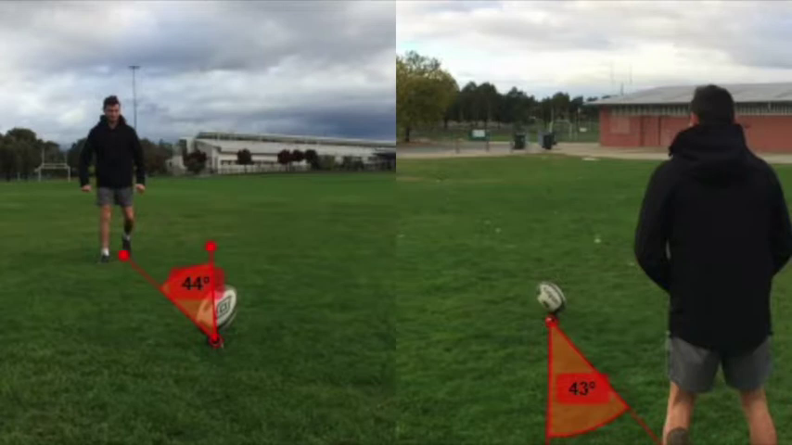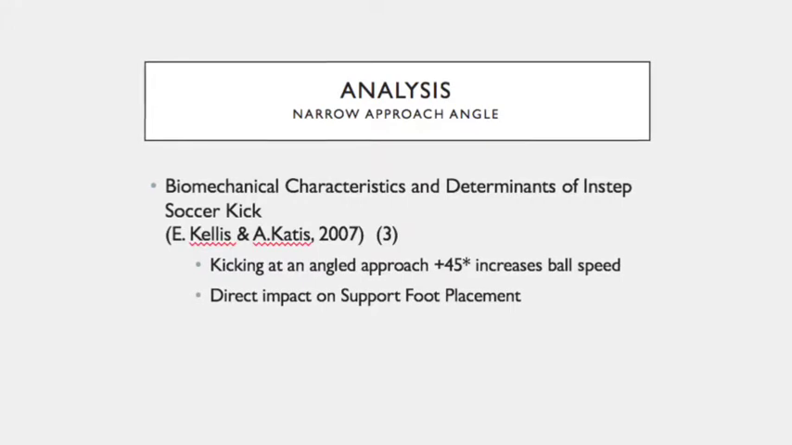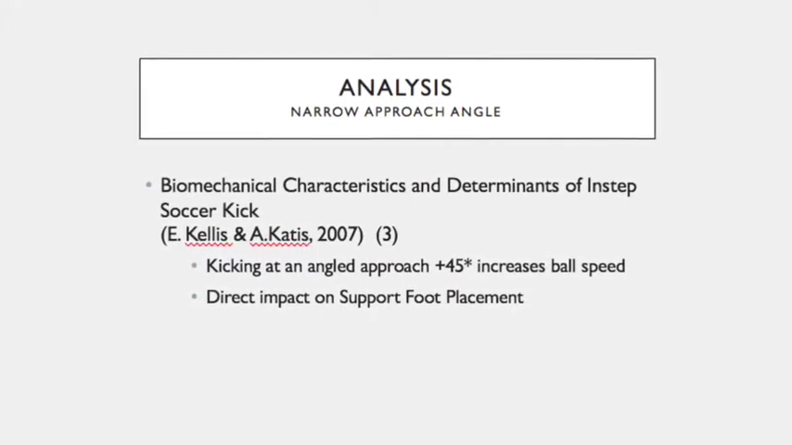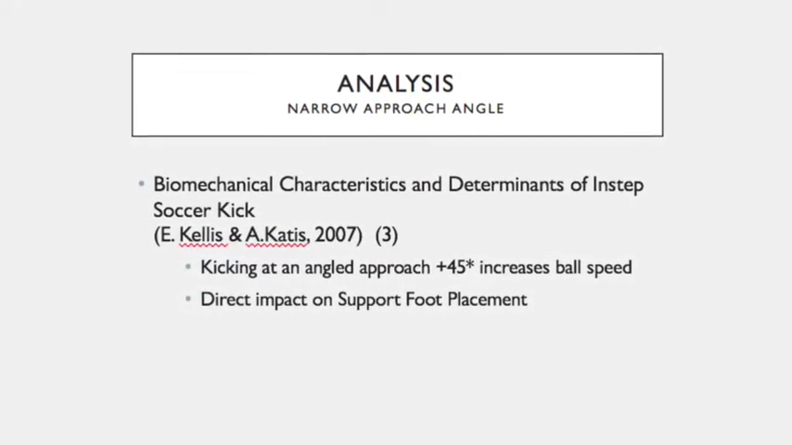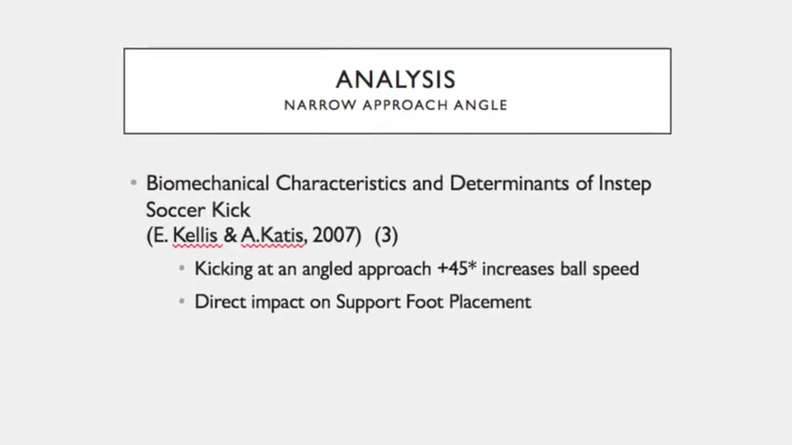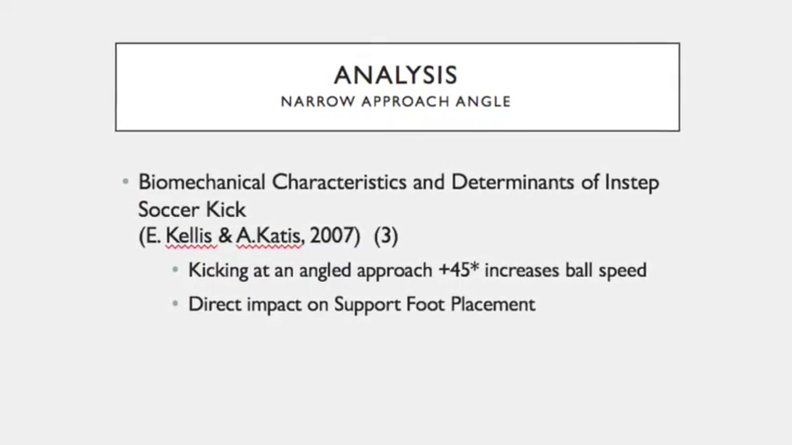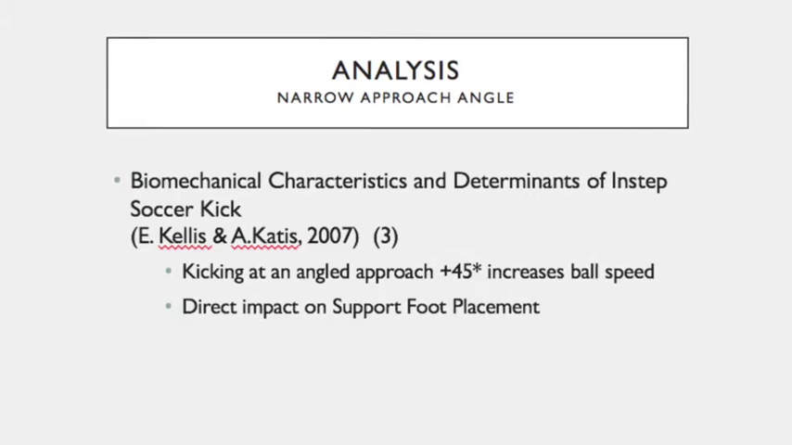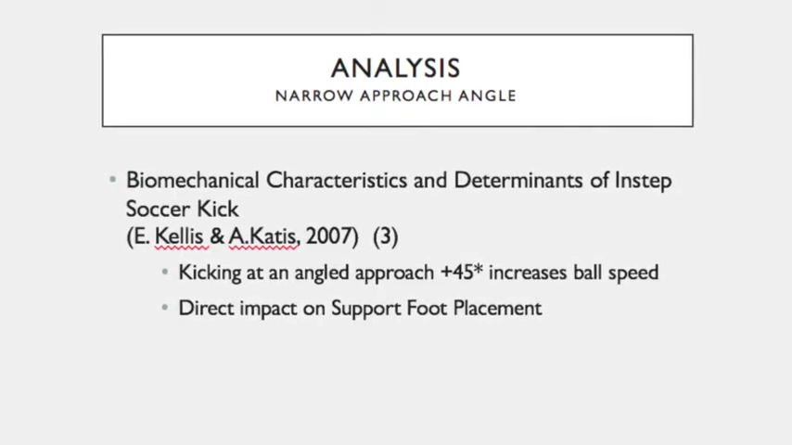Whilst no scientific study has been completed on rugby goal kicking approach angles, there have been studies completed on a soccer penalty kick, which theoretically is an extremely similar multi-articular motion. The study completed in 2007 on a soccer instep kick signified that an angled approach above 45 degrees directly impacted the ball speed when kicked. The study also displayed the importance of the support foot placement.